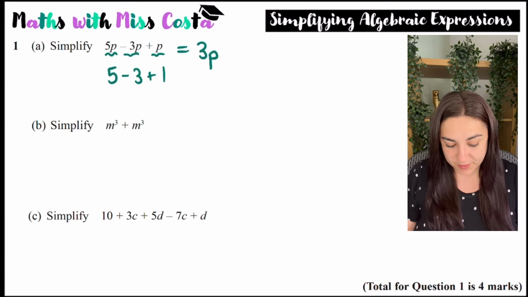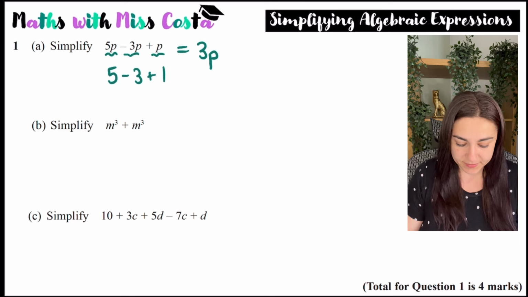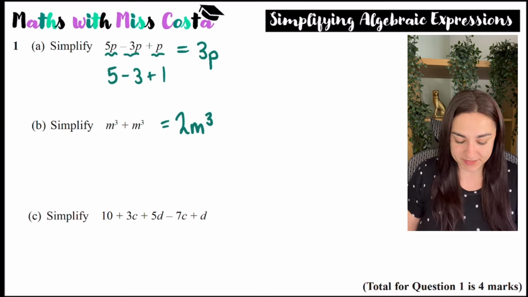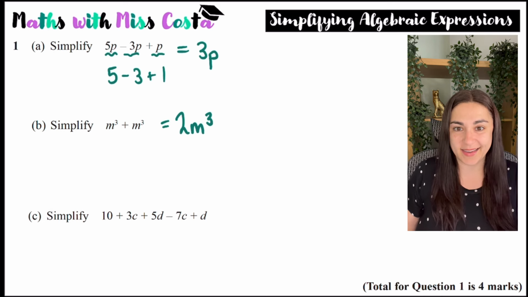Next we've got simplify m cubed plus m cubed. So remember, if it's the same letter and the same power, we can just bring them together like terms. So that would become 2m cubed. People often get this confused because when we're multiplying things that have a power, we add the indices.